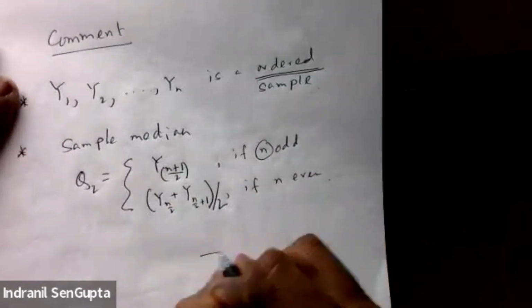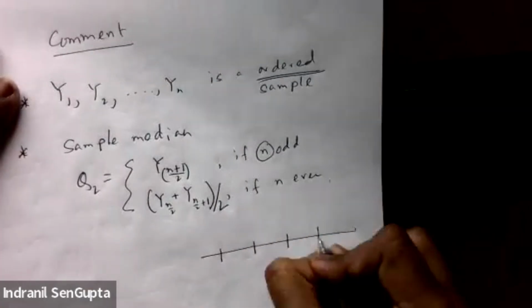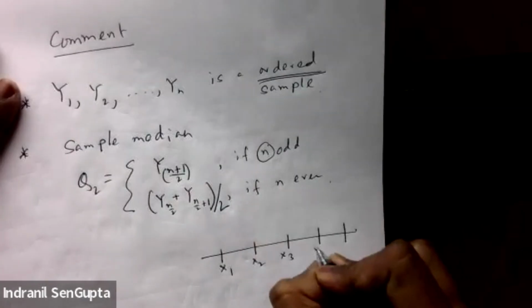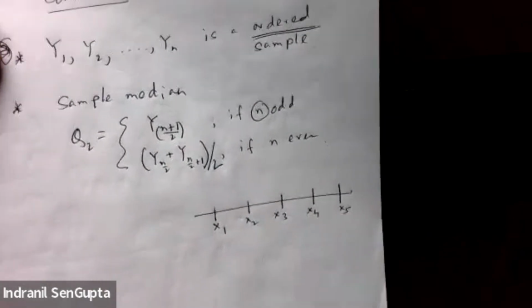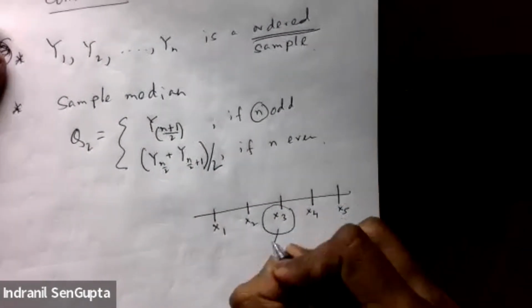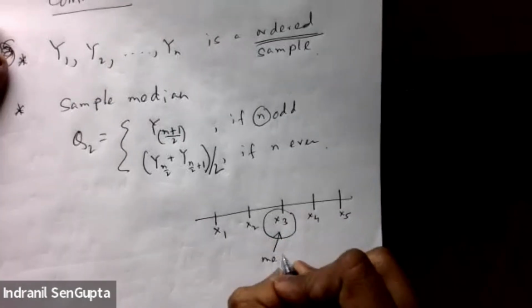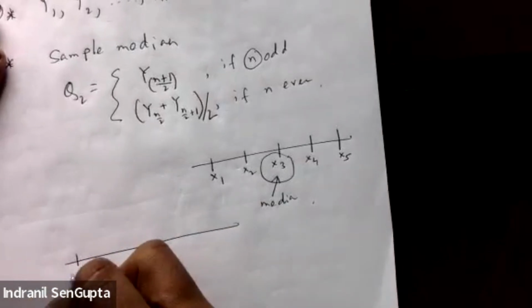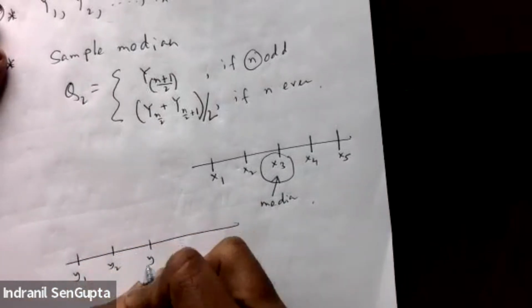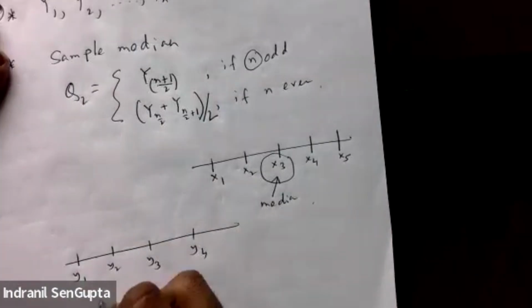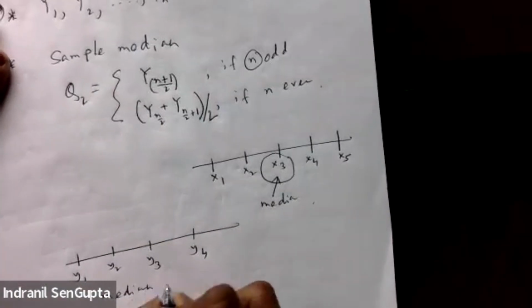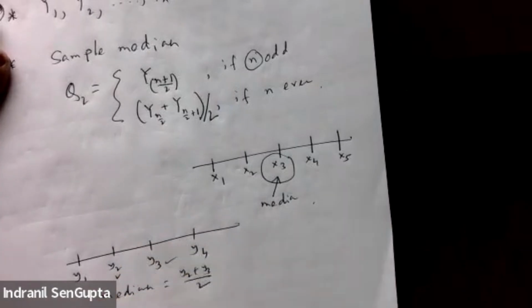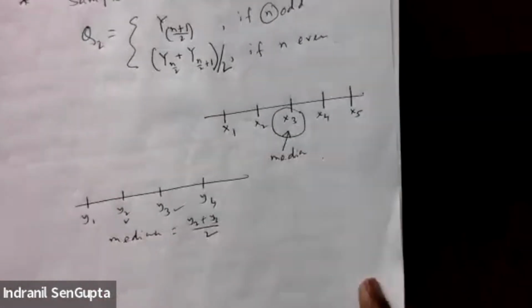Okay, so what does it mean? Simply, suppose we have 5 samples, x1, x2, x3, x4, x5, ordered. Then in this case, x3 will be the median. However, if I have y1, y2, y3, y4, then the median will be (y2 + y3)/2. So you just average these, depending on even and odd.